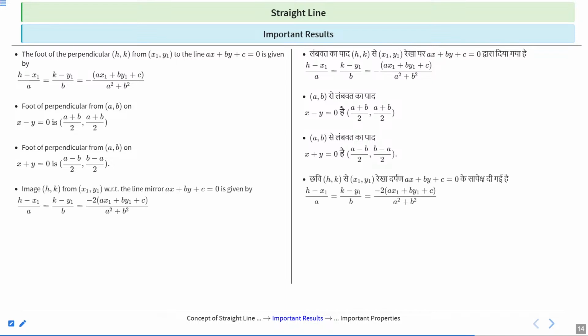Got it? Now the image h, k of x1, y1 with respect to the line mirror ax plus by plus c equal to 0 is given by h minus x1 by a is equal to k minus y1 by b is equal to minus 2 into ax1 plus by1 plus c upon a square plus b square. Got it? So the image h, k from x1, y1 is h minus x1 upon a is equal to k minus y1 upon b is equal to negative 2 into ax1 plus by1 plus c upon a square plus b square.